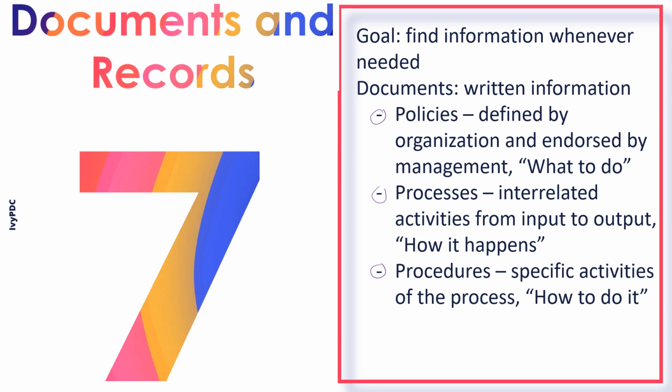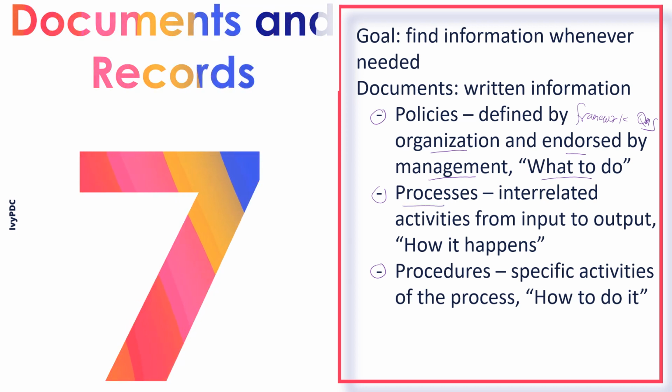So what are policies? A policy is a documented statement which is given to the whole organization and endorsed by the management. So these are rules given from the higher up. This actually tells you what to do so that you can go towards the quality system. This serves as the framework for the QMS. Okay, so that is for policy.